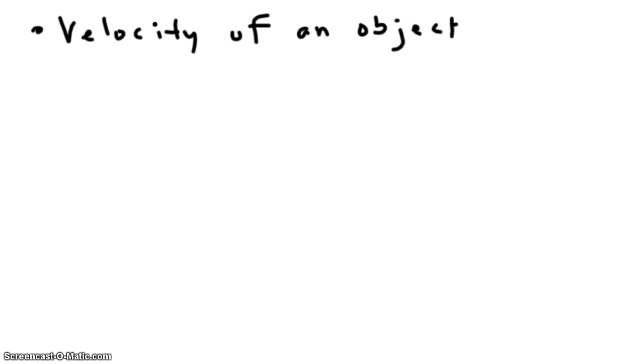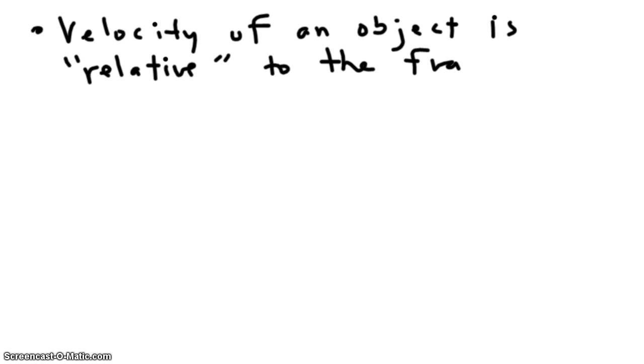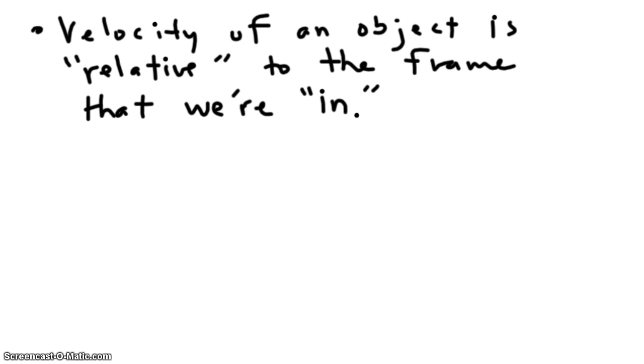So there's a nice way that we can summarize this. Velocity of an object is relative to the frame that we're using, or as we say, the frame that we're in, which just means the frame that we're using.